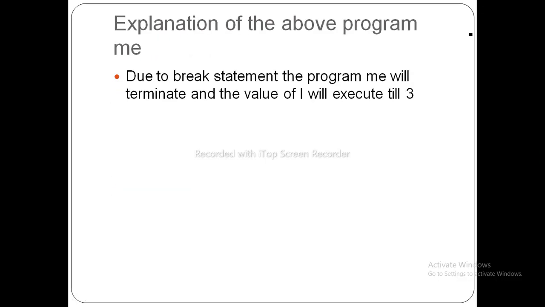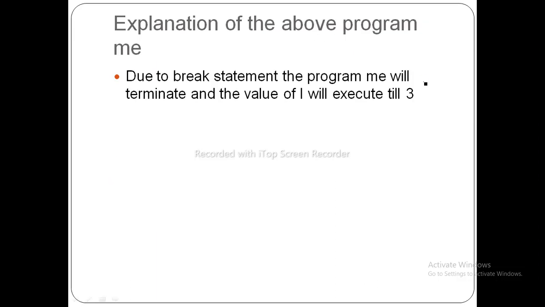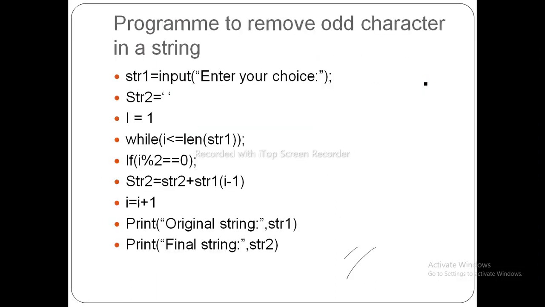Now the explanation of the above program. Due to the break statement, the program will terminate, and the value of I will execute till 3. So first the value of I will be 0, then 0 will be printed. Second, the value of I will be 1, then 1 will be printed. Third, the value of I will be 2, then 2 will be printed. So 3 times. So that was a few programs I had discussed in Python.